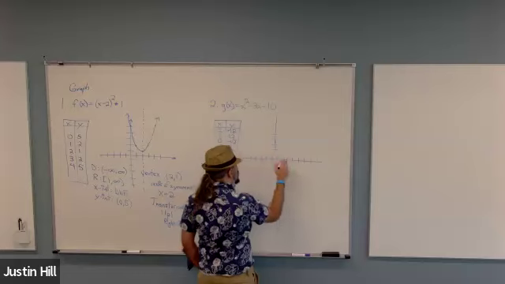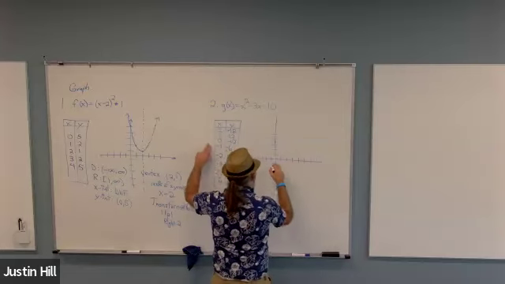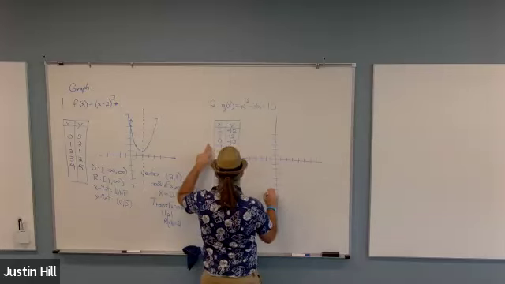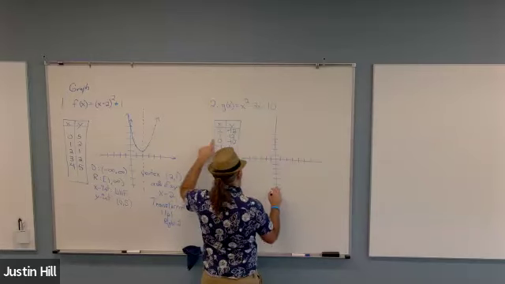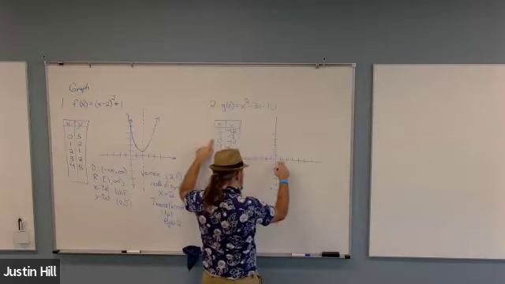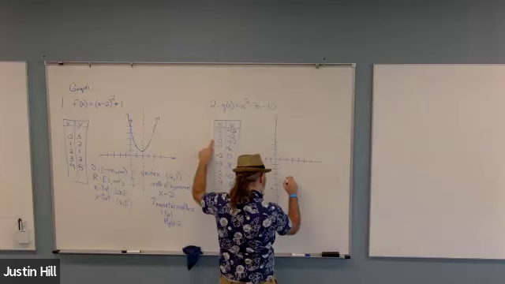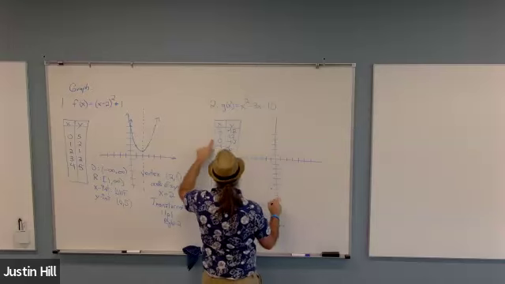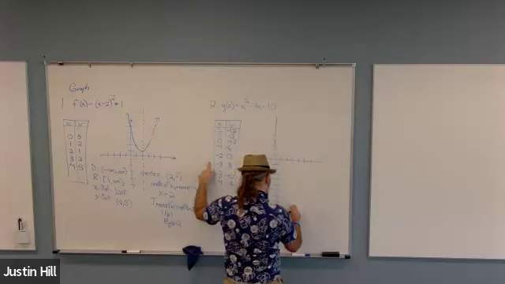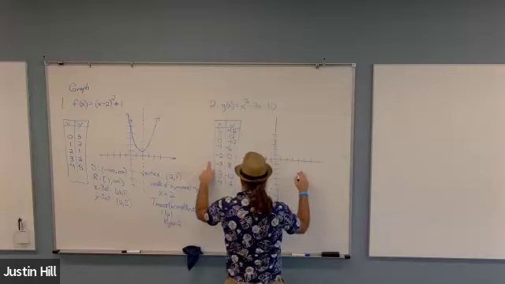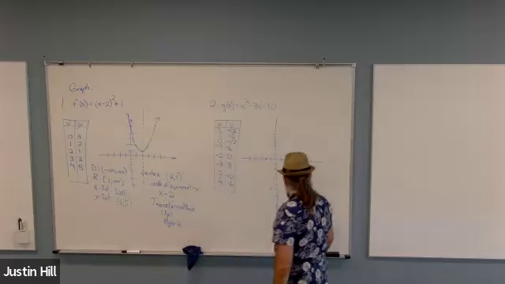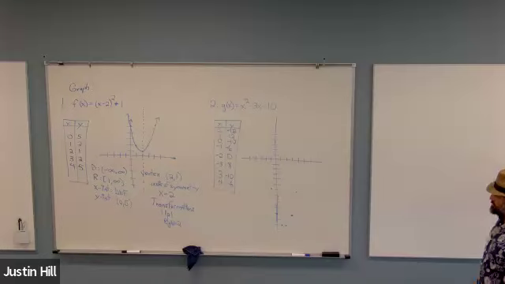Some points we actually got were (-2, 0), (-1, -6), (0, -10), (1, -12), (2, -12), (3, -10), and (4, -6). So like we said, we're missing the vertex.